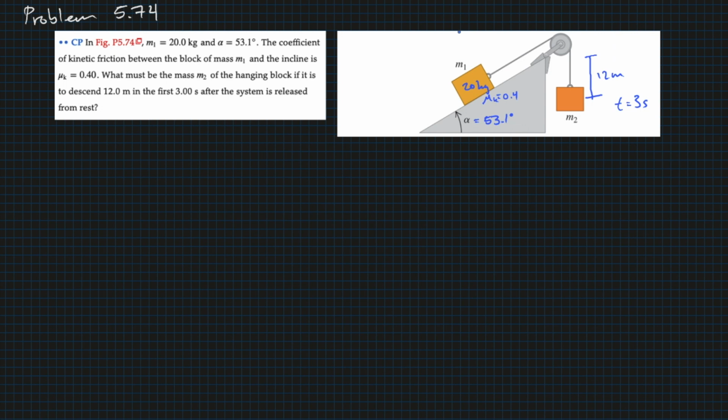So if one's accelerating at 10 meters per second squared, the other one has to also be accelerating at 10 meters per second squared, because if it wasn't, then the rope would break and the problem wouldn't exist anymore. So that's really the first sub-question I come up with: what is the acceleration, or how do I find acceleration?